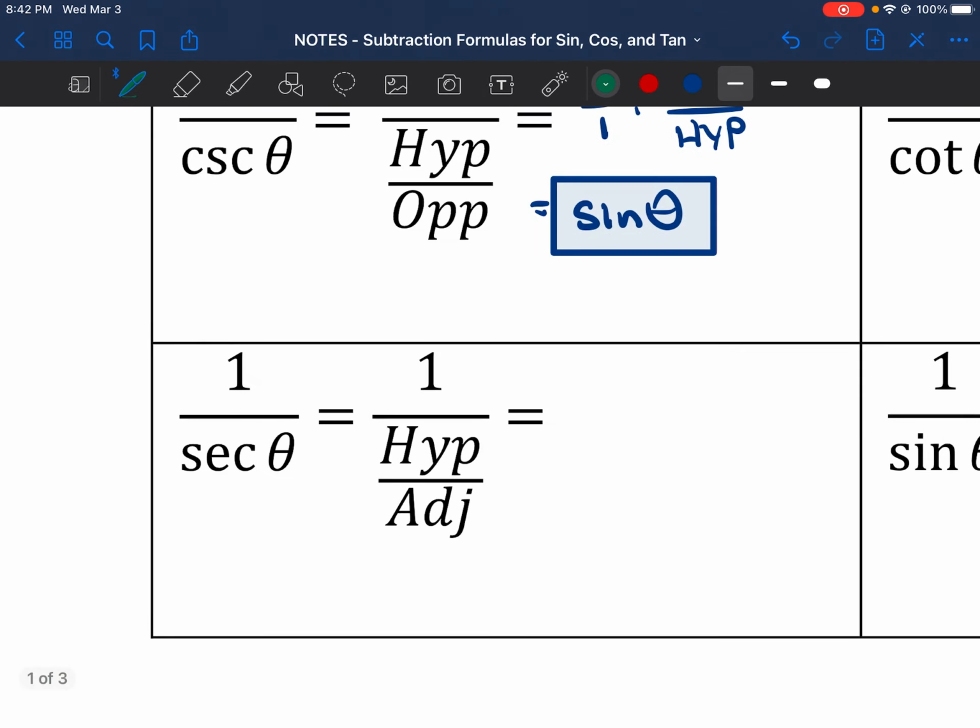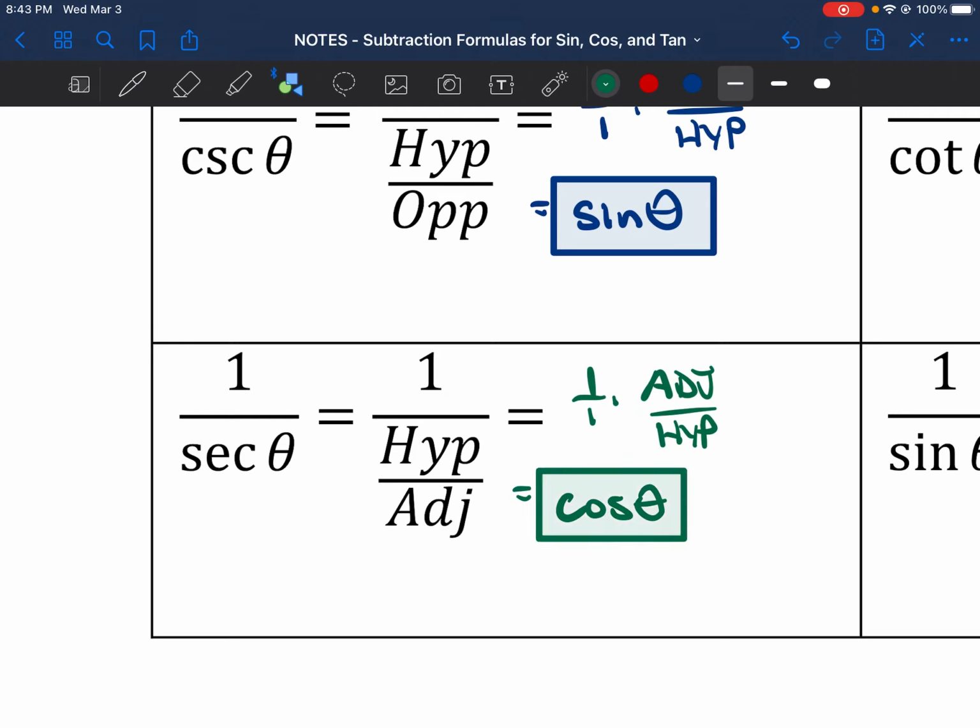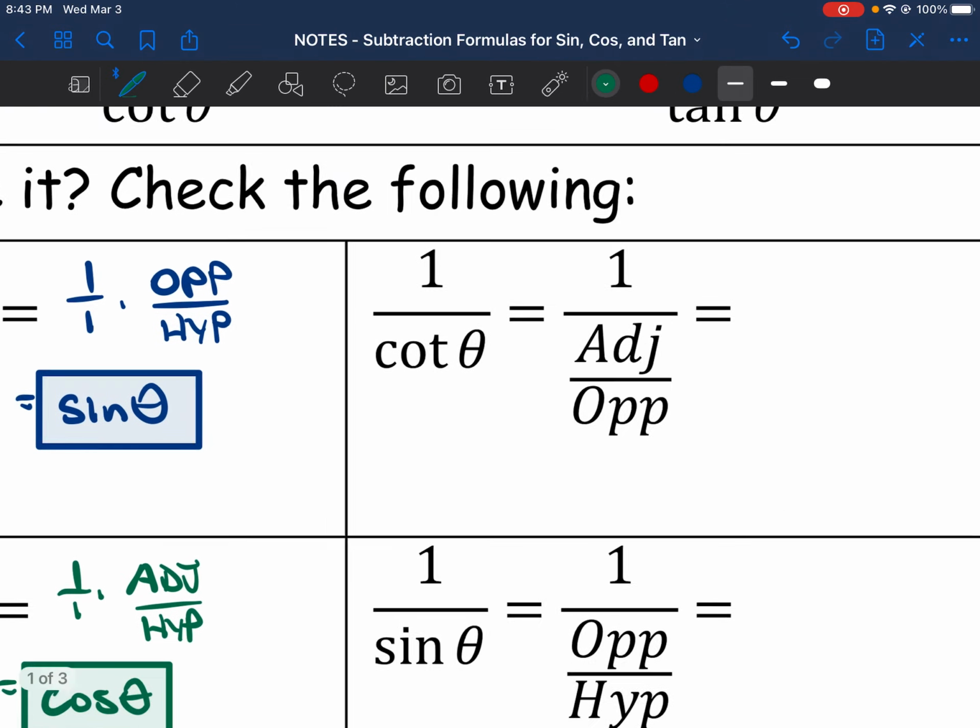So 1 divided by the secant of theta. Well, secant of theta is the hypotenuse divided by the adjacent leg to the angle. This is going to be 1 over 1 times adjacent leg over hypotenuse. However, adjacent over hypotenuse is how we define the cosine. So this is the cosine of the angle theta. So you're going to notice that all these are going to be pretty simple.